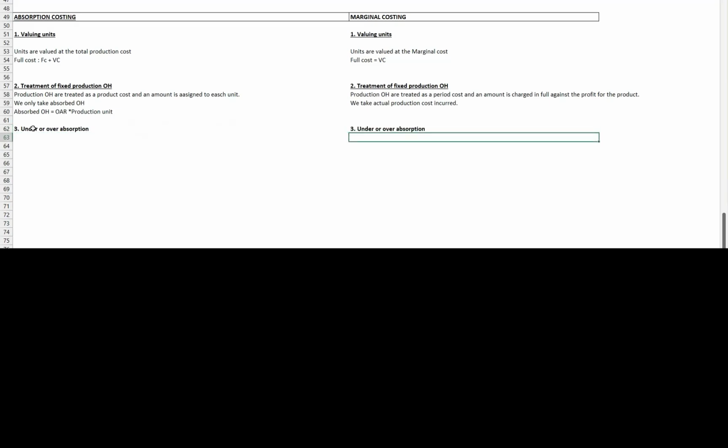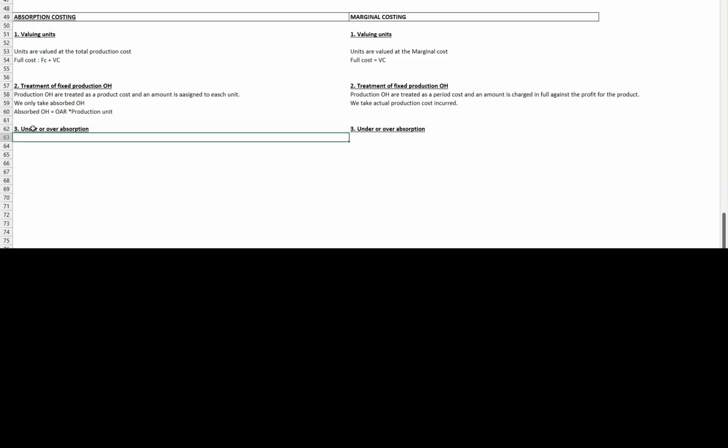Right? Yeah. Here we go. So, in case of absorption costing, there will be under or over absorption. But in case of marginal costing, there will be no under or over absorption. So now, how will we treat this under or over absorption?